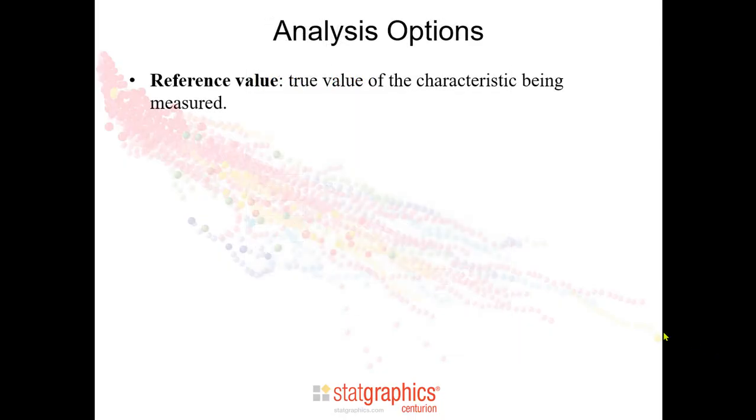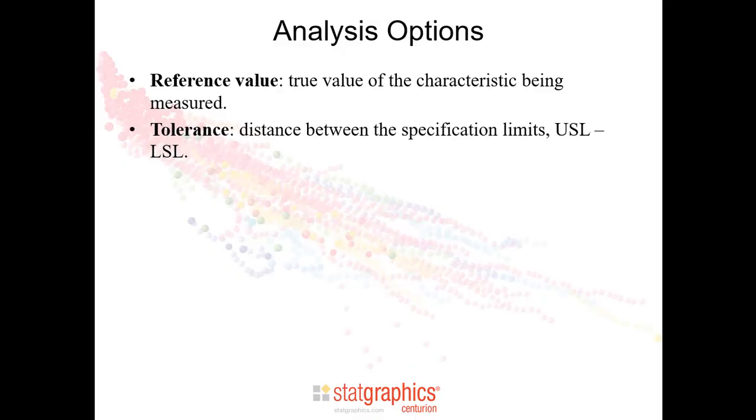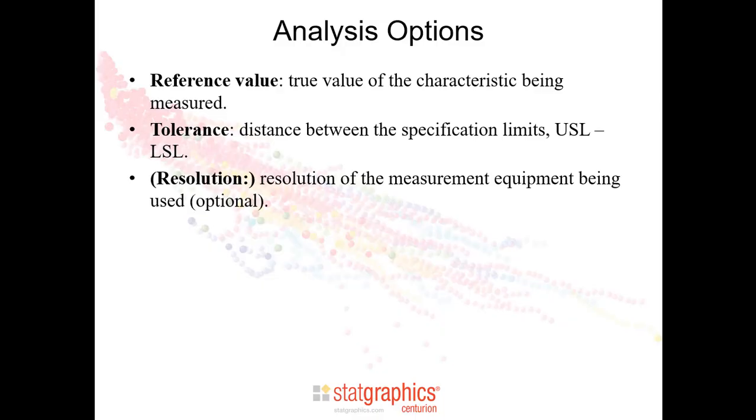The reference value is the true value of the characteristic being measured. In this case, the actual diameter of the part. The tolerance is the distance between the specification limits. That is, the upper spec limit minus the lower spec limit. The resolution is the resolution of the measurement equipment being used. This is related to the number of significant digits in the measurements.